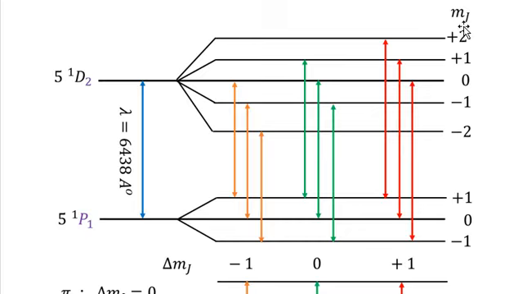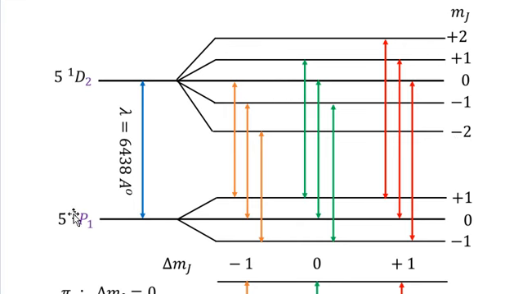So you can see that I have shown Mj levels on the rightmost side. The central one of each has Mj equal to 0. Then Mj is equal to plus 1, plus 2. These are the levels with greater energy, and the lower in energy are the levels with Mj equal to minus 1 and Mj equal to minus 2.